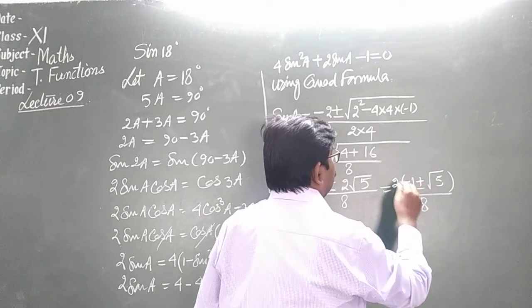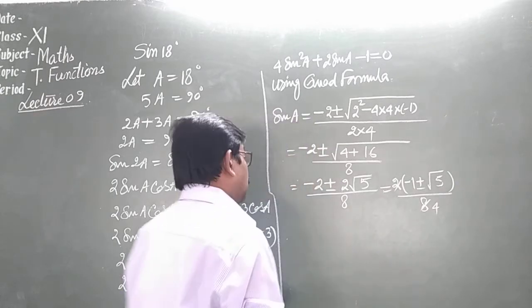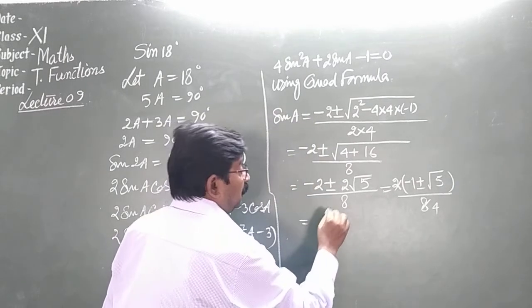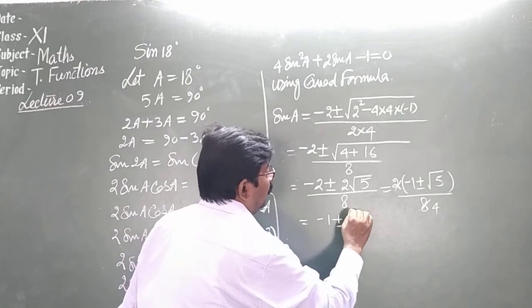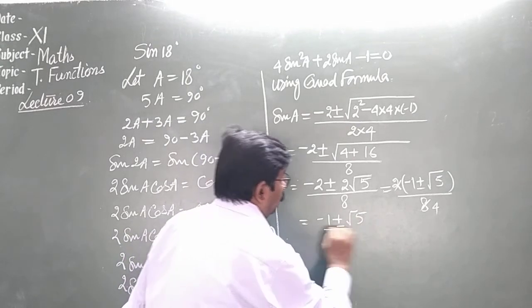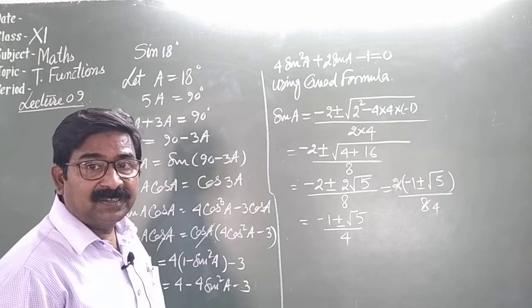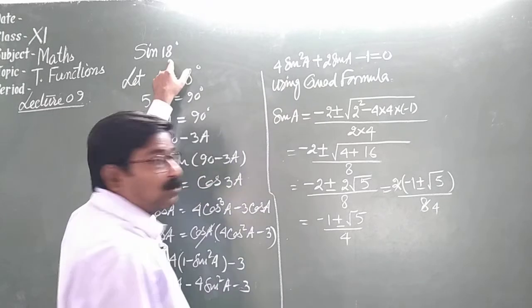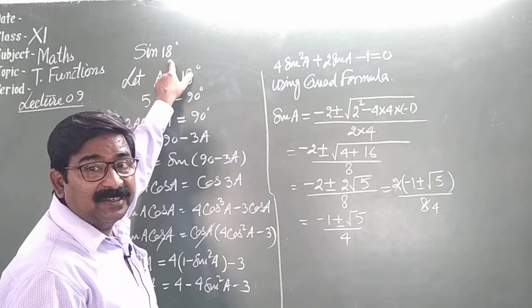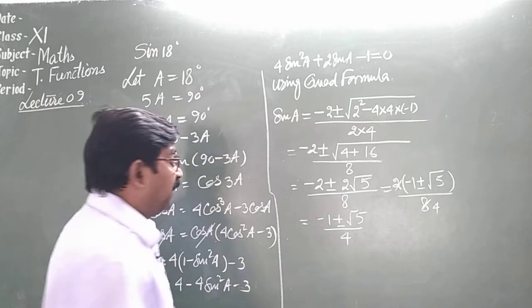This is 4. So we have minus 1 plus minus under root 5 upon 4. We have plus sign and minus sign both. Since 18 degrees is in the first quadrant, this value cannot be negative.